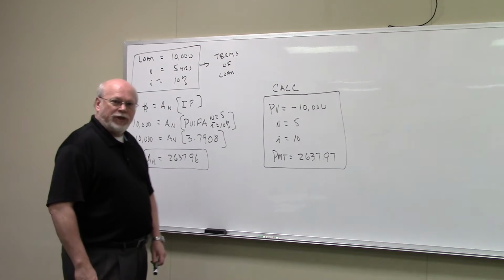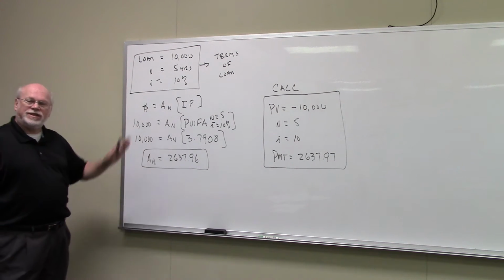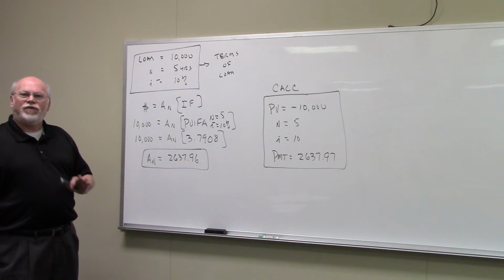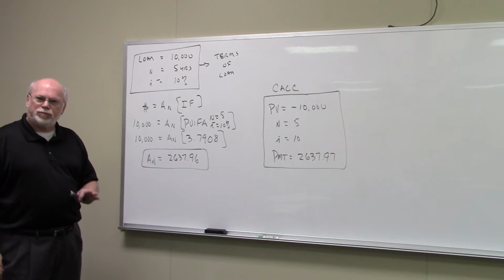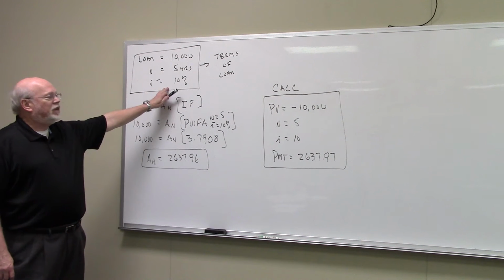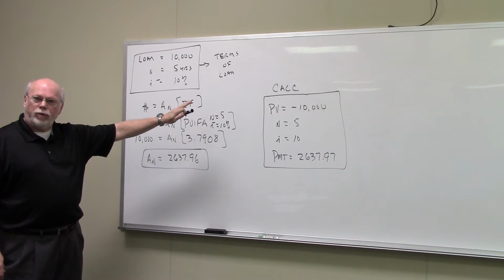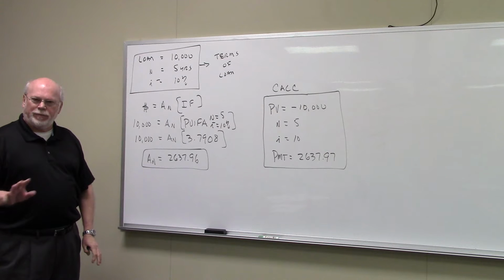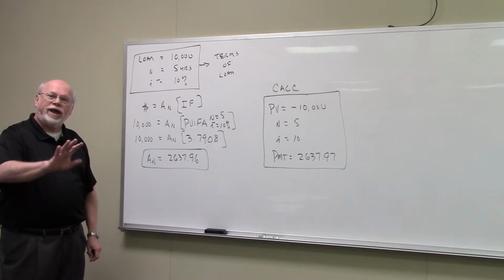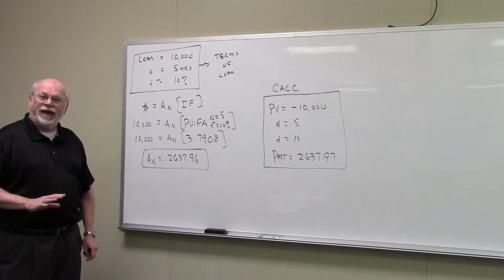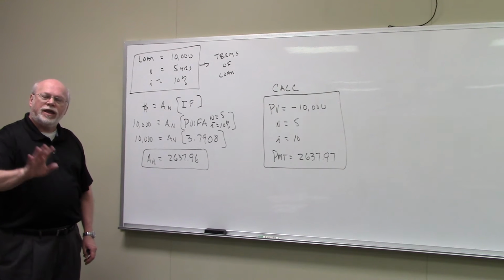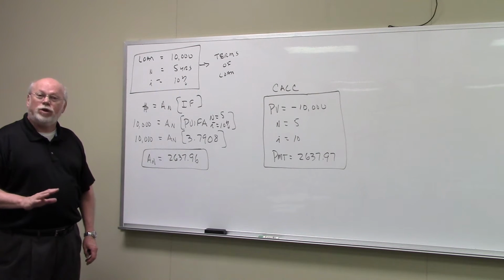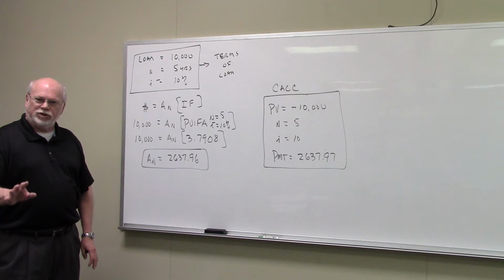Now, in this example that we have on the board here, this is a $10,000 loan, 5 years, 10% interest per year. This is called the terms of the loan. As a business person, you should always know how to calculate the payments on a loan. You shouldn't wait for somebody at the bank to sit across the table from you and tell you what your payments are. You should know what the payments are.